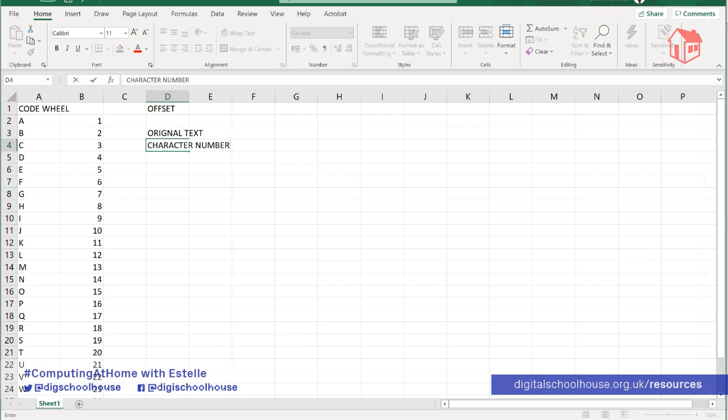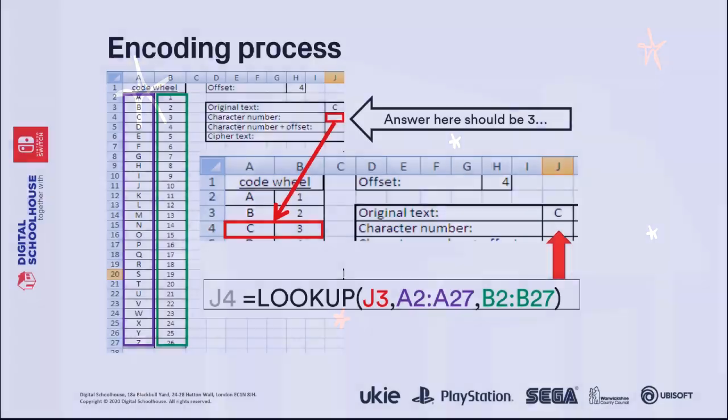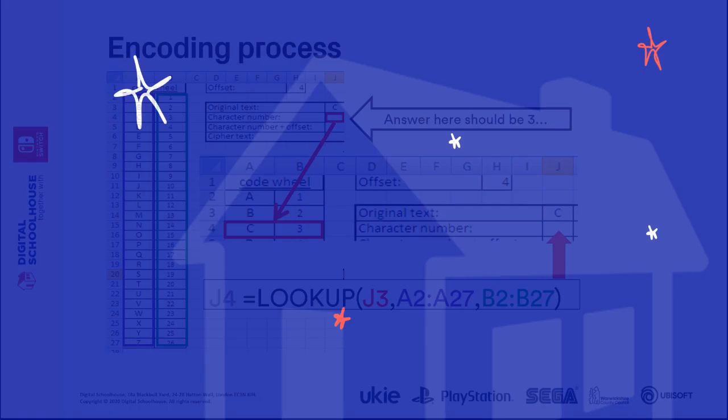There we go. Let's have a look at what the next bit is. We've got 2 more boxes to fill in. We next have character number plus offset and cipher text. Let's pop those in. Character number plus offset, and ciphertext.